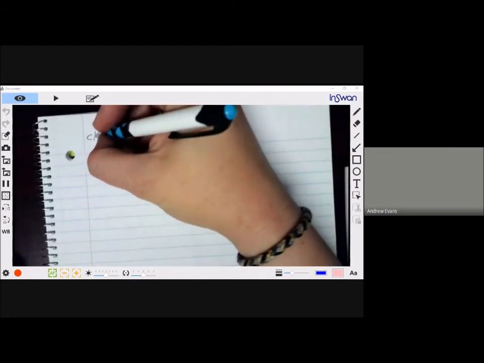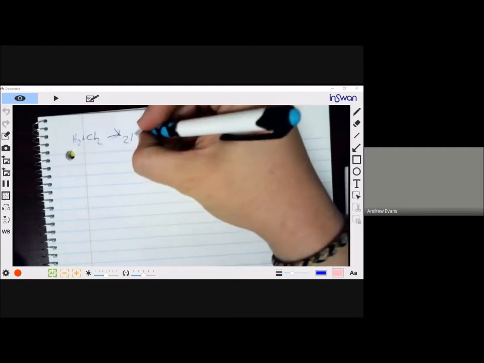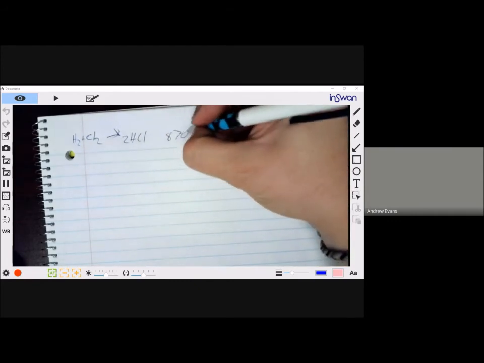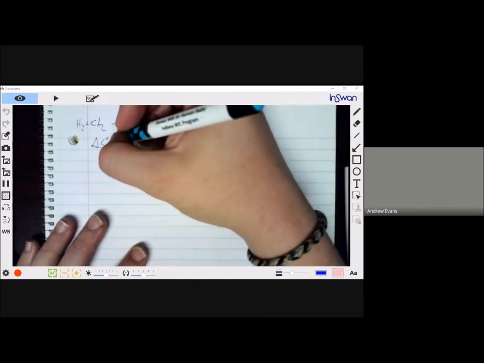Number 25. Calculate the delta S reaction for H2 plus CO2 goes to 2HCl at 870 Kelvin. Omit terms in the temperature dependence of the heat capacity that are higher than T squared over K squared. So they want you to do this, but they're going to simplify it a little bit. So what we're going to do is calculate for H2 plus CO2 goes to 2HCl at 870. The first step of this problem is to calculate the delta S naught of the reaction.